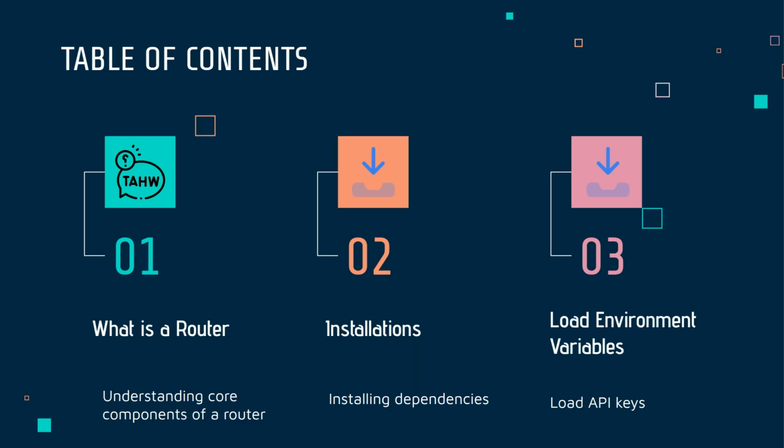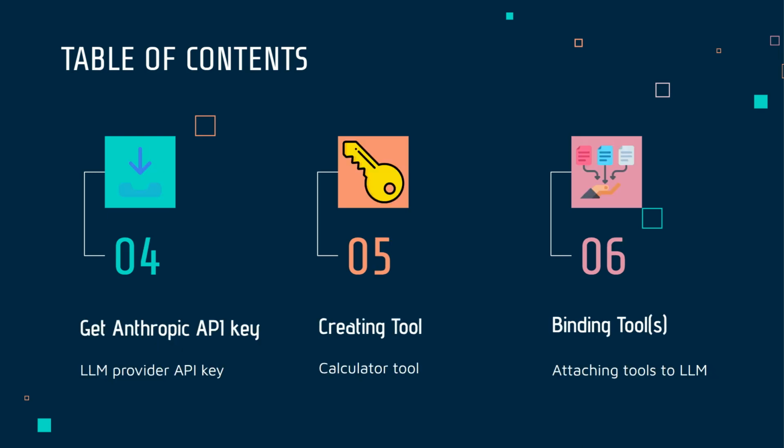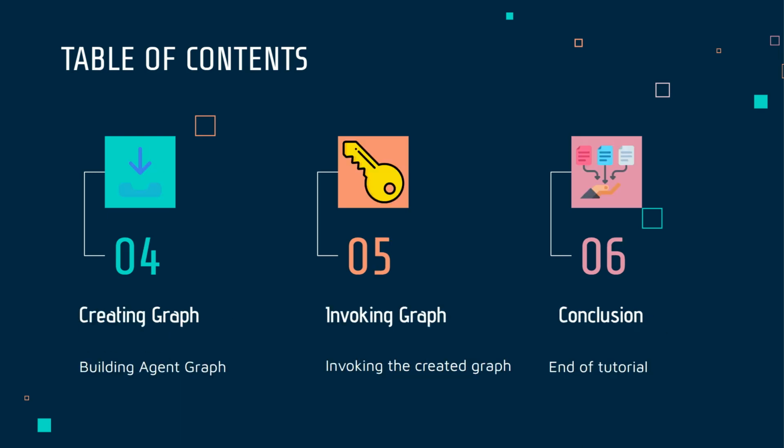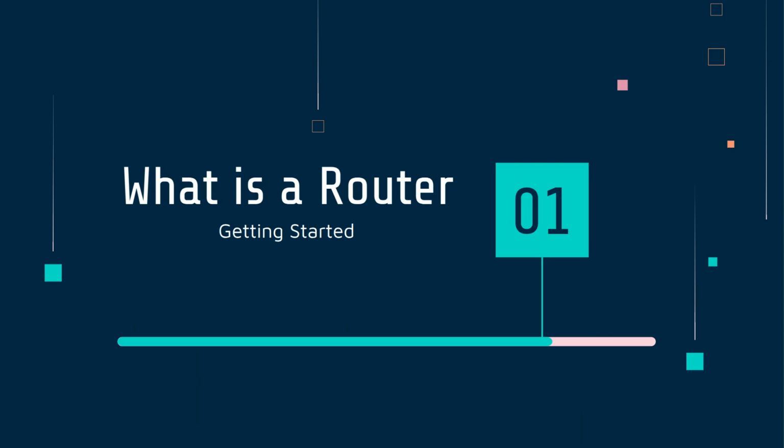So in this video, we're going to be looking at what is routing, installing the different packages, loading our virtual environment, getting our Anthropic key, building tools, binding tools, creating a graph, invoking the graph. You're going to see how routing works, right? You're going to be building a simple agent that has a calculator tool. Based on the user's input, it can decide to use a calculator tool to do some mathematical operations, or to simply return a natural language response in case no tool is deemed fit to answer that specific question. Okay, so let's get into it.